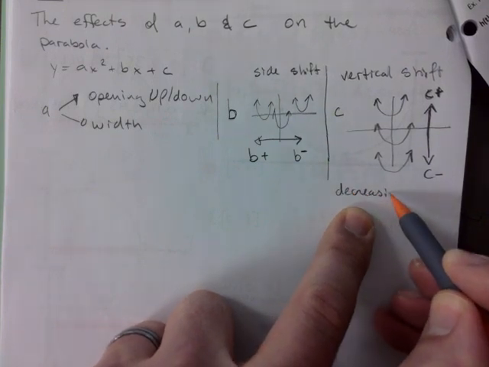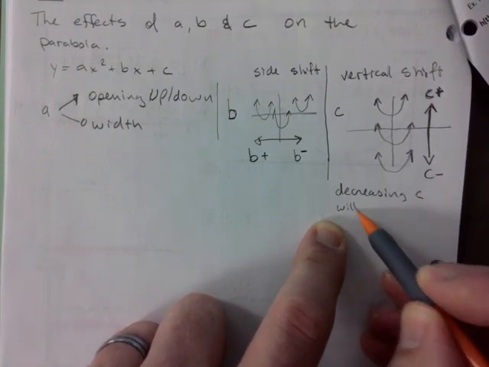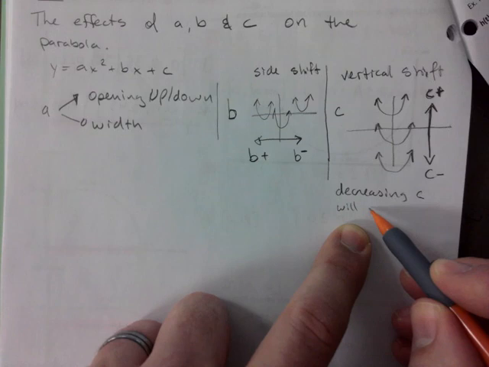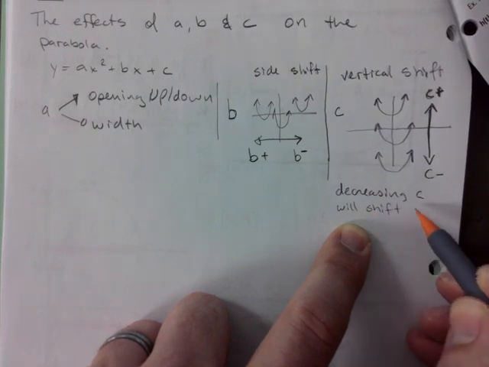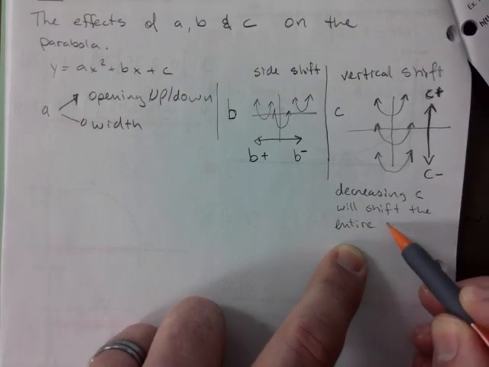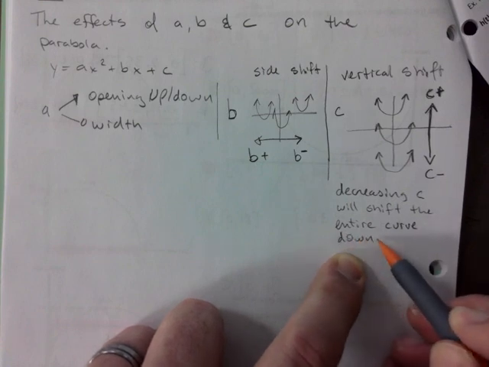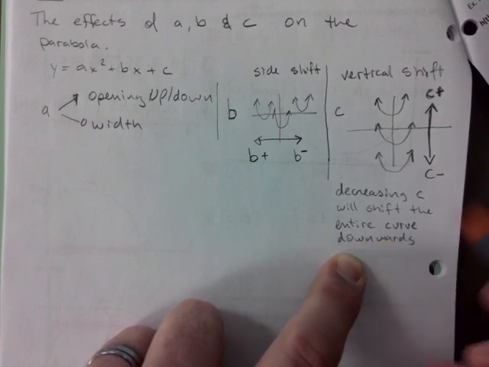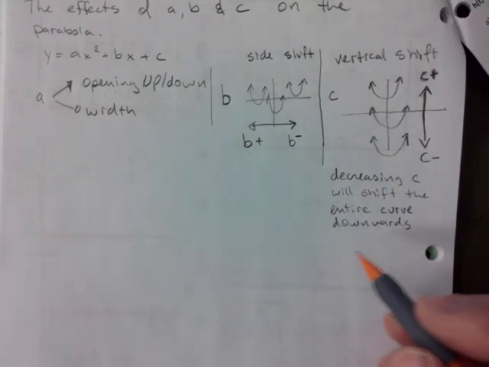decreasing C will shift the entire curve downwards. I don't know if you can see that. Decreasing will shift the entire curve downwards, and vice versa.